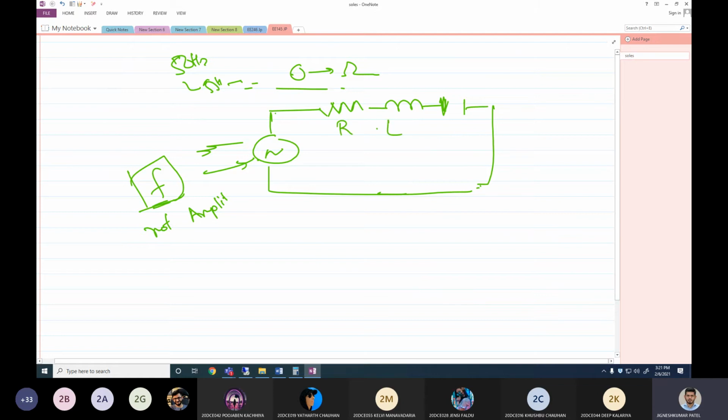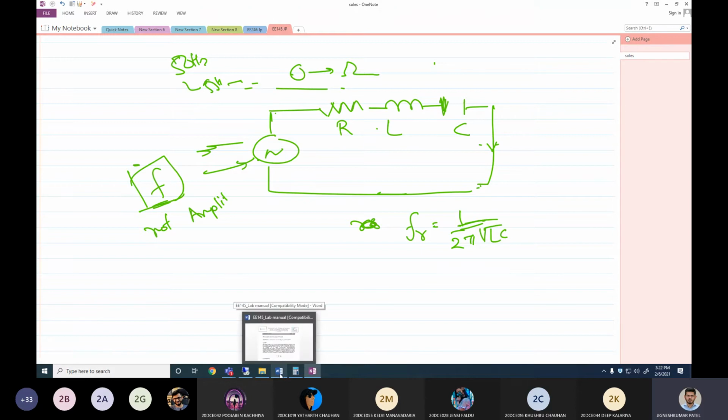Depending on the values of R, L, and C, you'll get a resonance frequency. You can calculate it using the equation: resonance frequency equals 1 upon 2 pi into the square root of LC. So you first calculate this frequency. At resonance, the current is maximum in your circuit. So we are going to change the frequency, take the reading of the current, and see the effect of resonance. If resonance actually occurs, at that time your current will be maximum. Let's see that experiment.